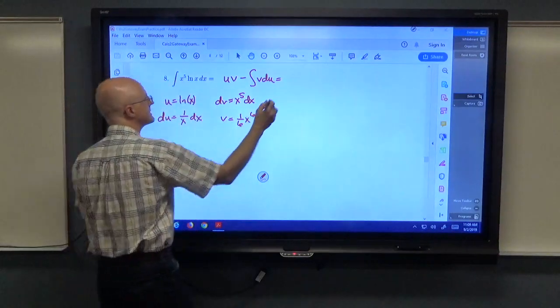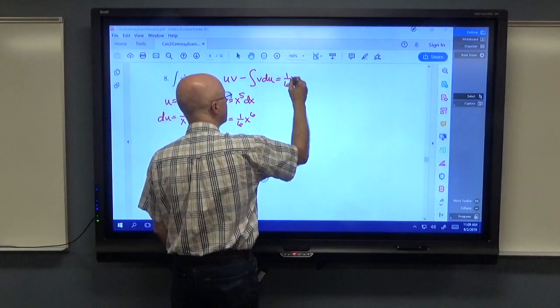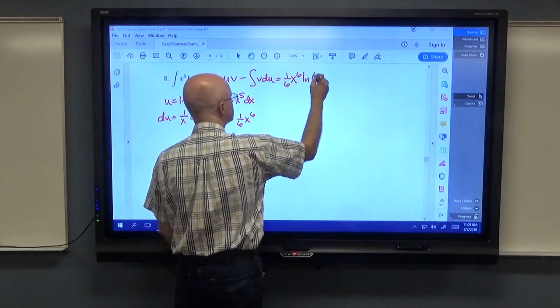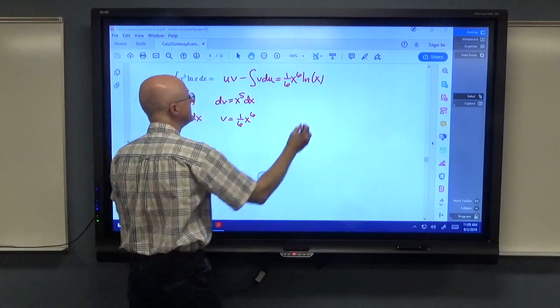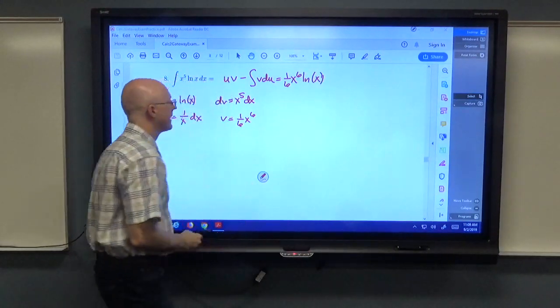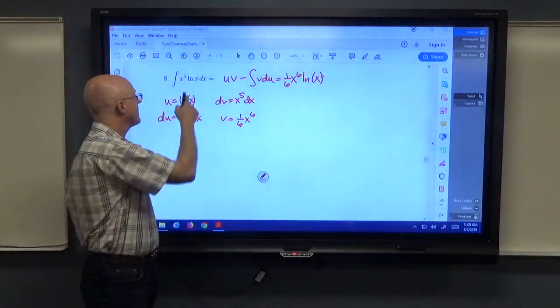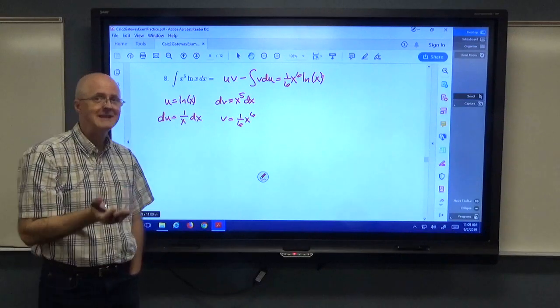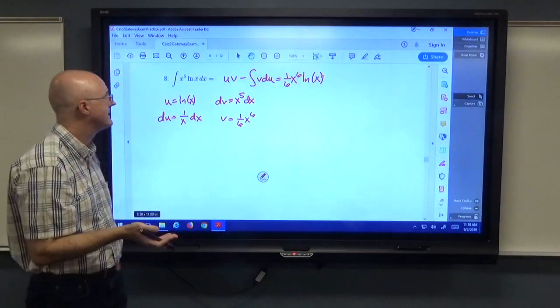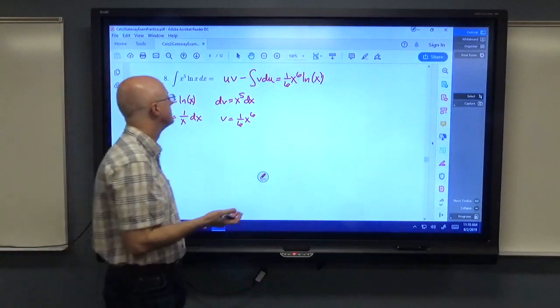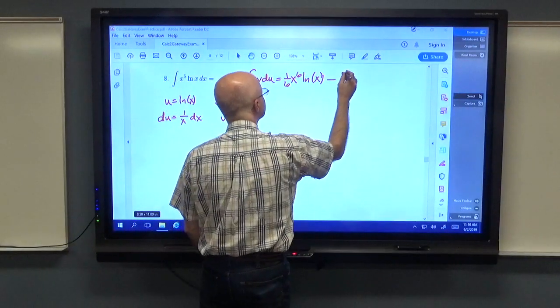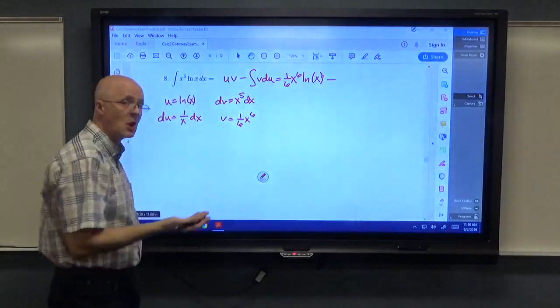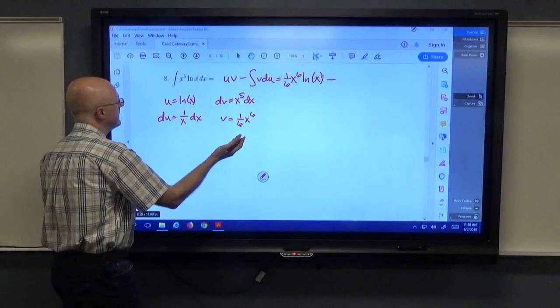Product of these two things is 1/6 x to the 6th times natural log of x. Notice I'm not using absolute value signs here. And that is because the domain of this is implicitly positive x. So I don't need absolute value signs here. It's assumed x is positive here. But I guess it doesn't hurt to put absolute value signs there.